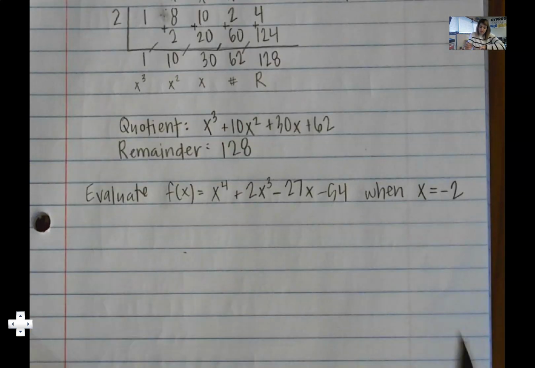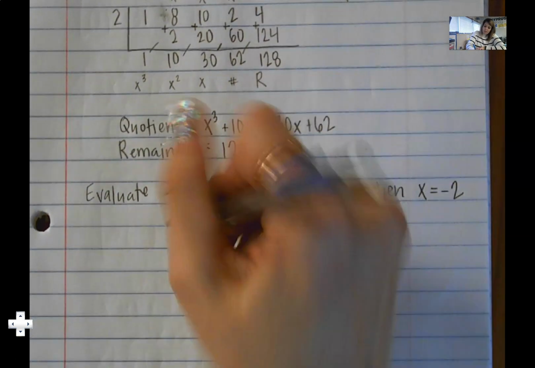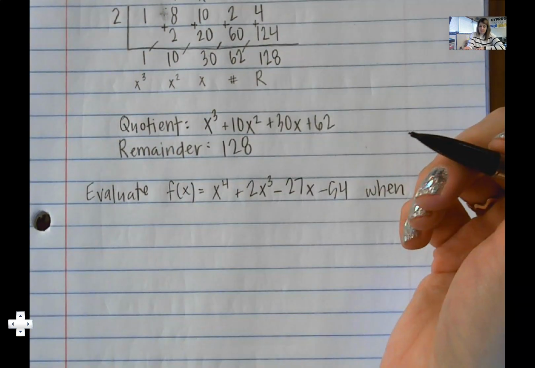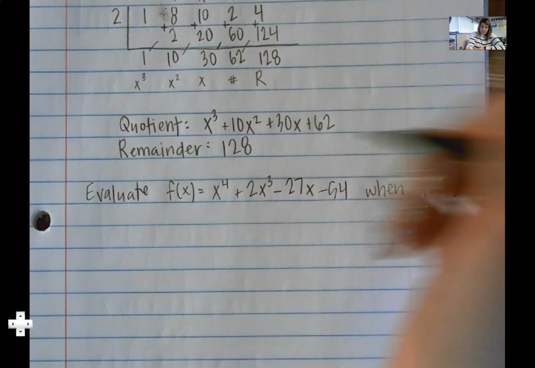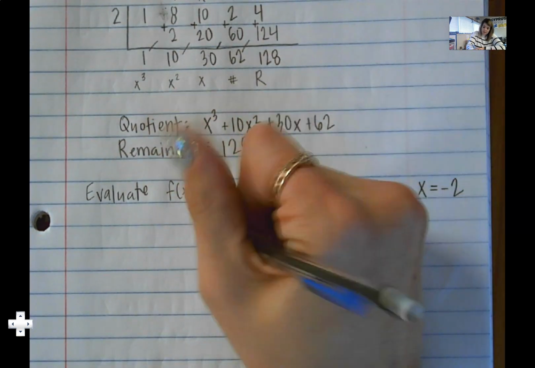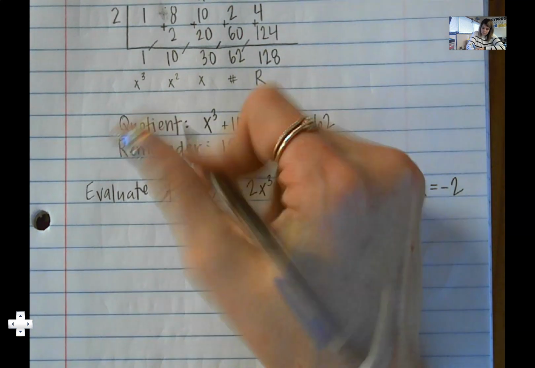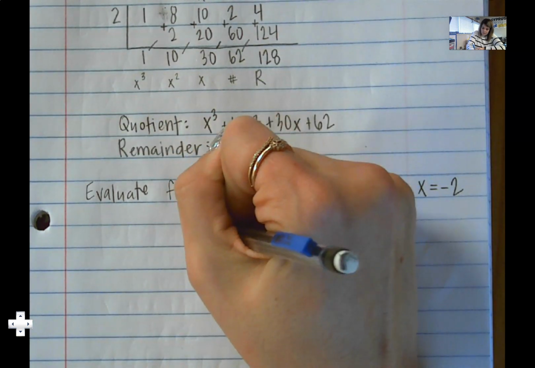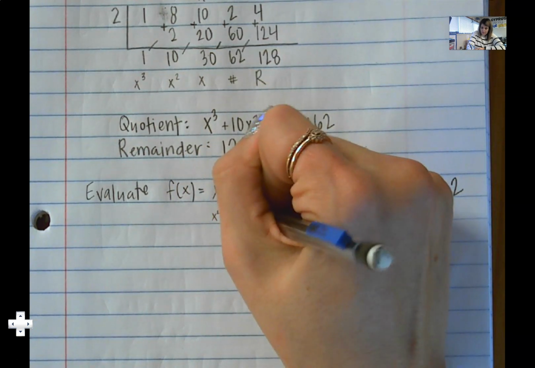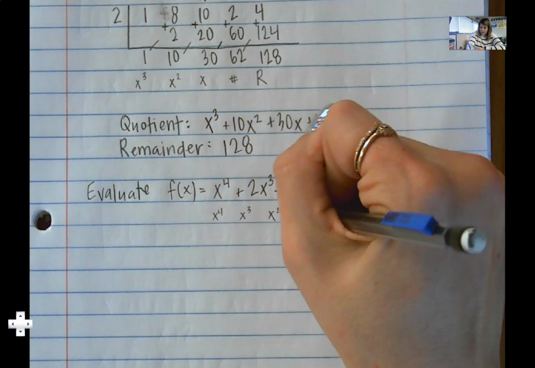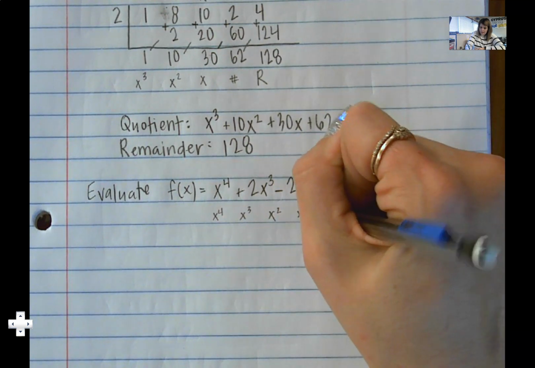Okay, so before I get too far into it, I'm going to set up my terms to make sure that I include everything that I need. So if I start with an x to the fourth, I need an x to the third, an x squared, an x, and a number.